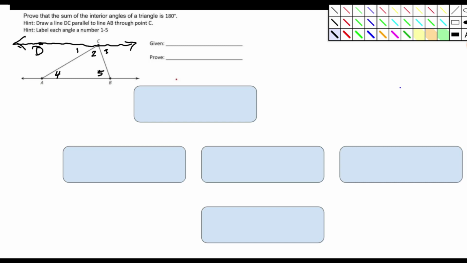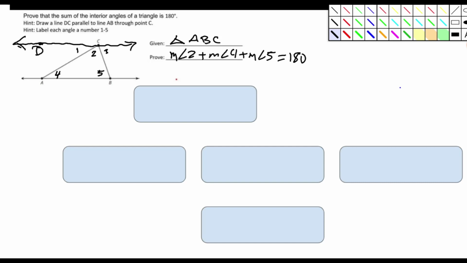Now, what were we given in this problem? So in a proof, well, we weren't really given much in this one. We're given a triangle, so I guess we can say we're given triangle ABC. But what are we trying to prove? We're trying to prove that those interior angles add up to 180. So we're trying to prove the measure of angle 2 plus the measure of angle 4 plus the measure of angle 5 is equal to 180 degrees.